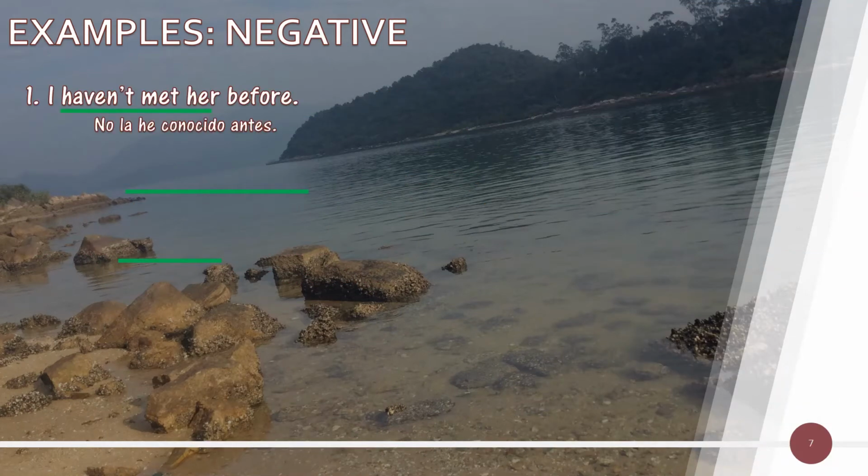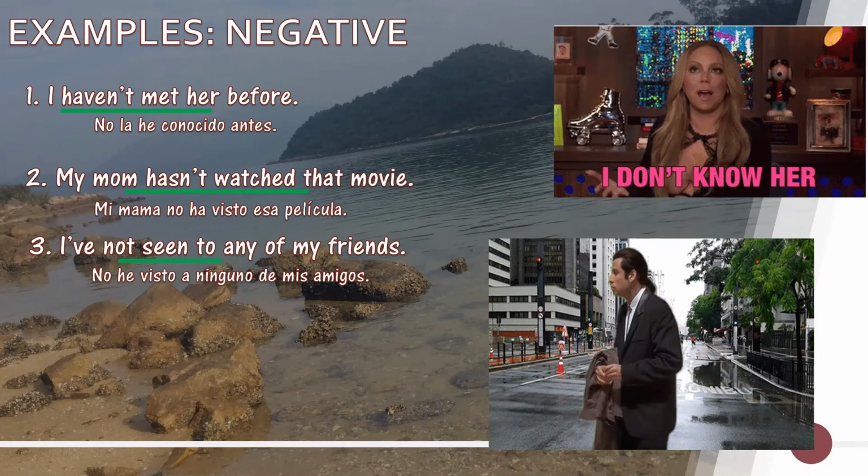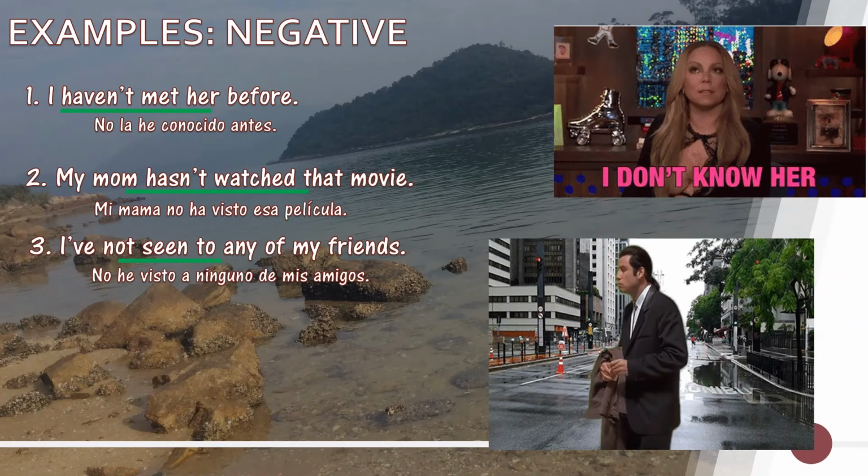Now examples in negative grammar rule. Number 1. I haven't met her before. Number 2. My mom hasn't watched that movie. And number 3. I've not seen any of my friends.